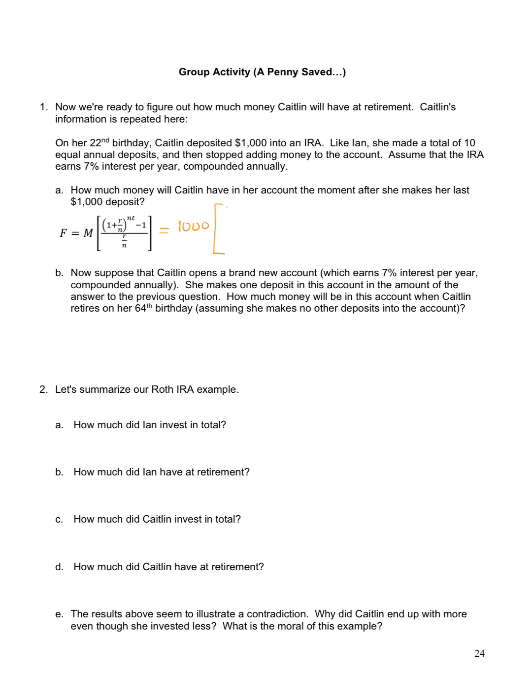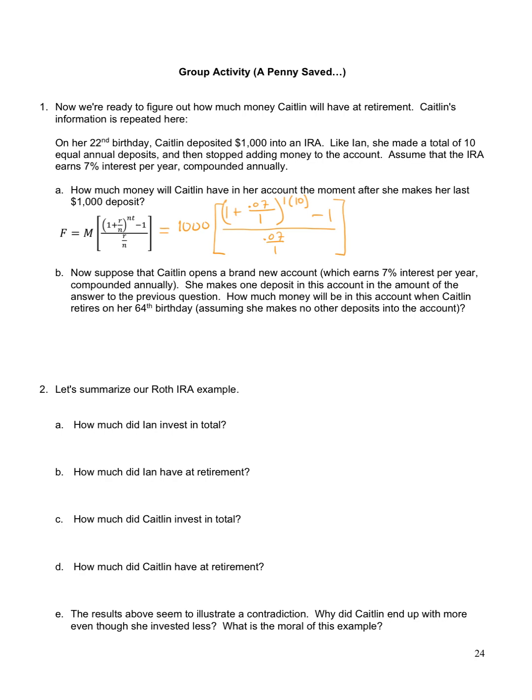Then I have 1 plus my interest rate, 0.07, divided by the number of compoundings per year, which they told us was annual, so 1, raised to the 1 times 10 for 10 annual deposits. And then minus 1, divided by R over N again, 0.07 over 1.